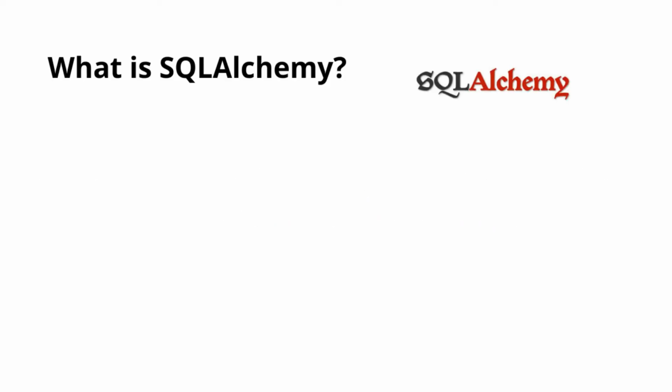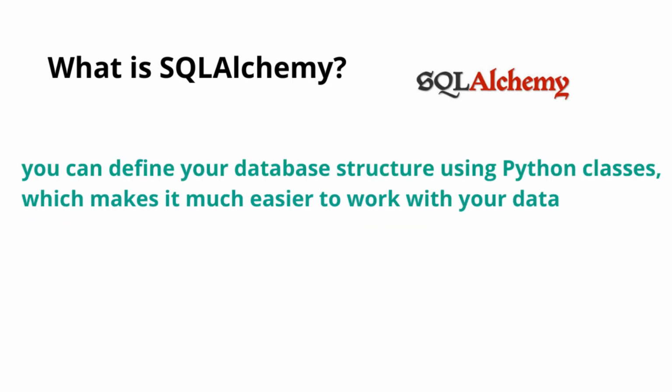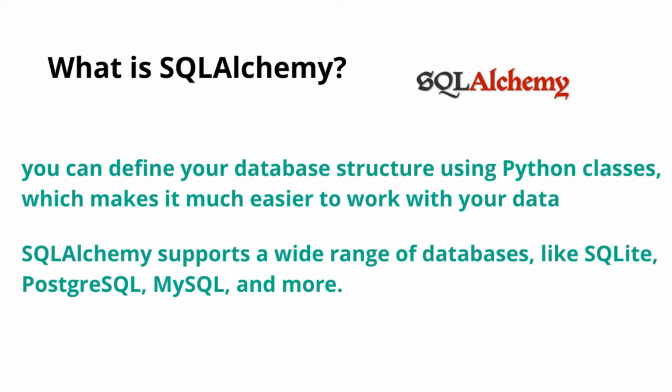FastAPI. What is SQLAlchemy? SQLAlchemy is an ORM that allows you to interact with your database using Python objects instead of writing raw SQL queries. It bridges the gap between your Python code and your database, allowing you to define your database schema as Python classes. SQLAlchemy supports a wide range of databases, including SQLite, PostgreSQL, MySQL, and more.